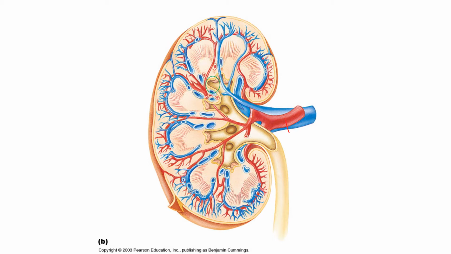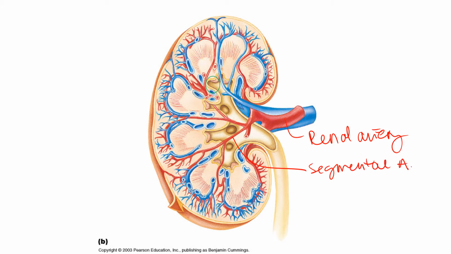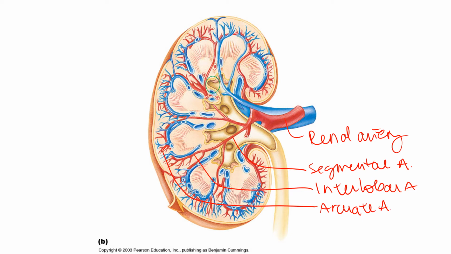So once again, we've got renal artery first. We branch off into around 5 segmental arteries. I'm going to use A there for artery. These segmental arteries branch into interlobar arteries. Those interlobars branch into arcuate arteries. And finally, we have these cortical radiate arteries or interlobular arteries, your choice there of terms. If you do use interlobular, just keep in mind there's a very tight spelling difference between those 2 terms.